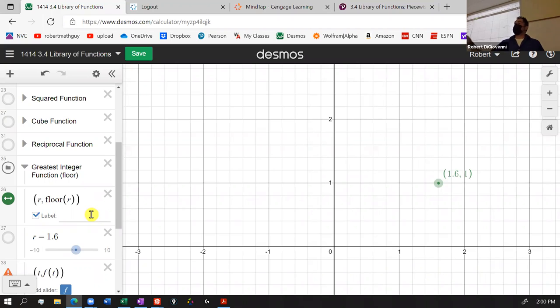Yeah, you can say that. For the floor function, it just takes off that end part. Yes.